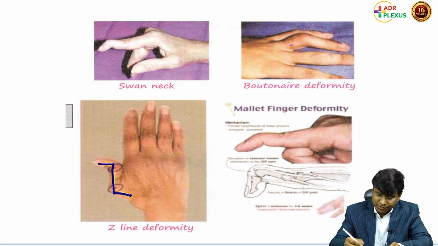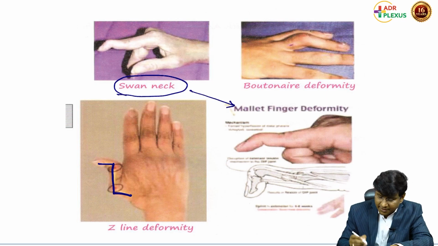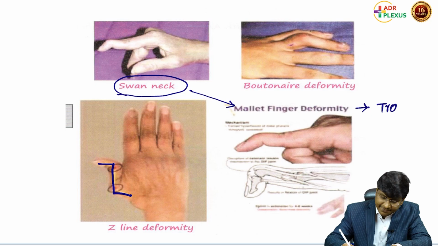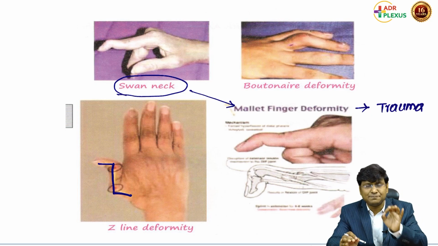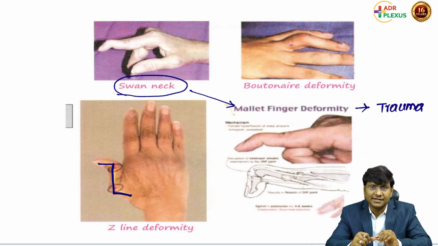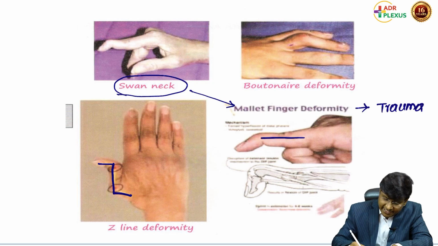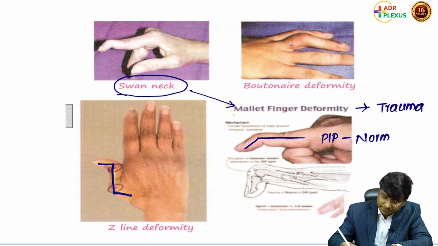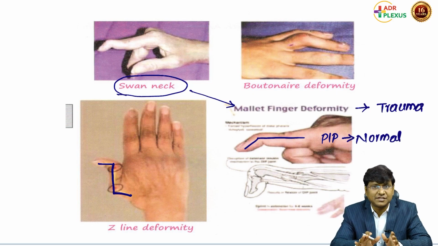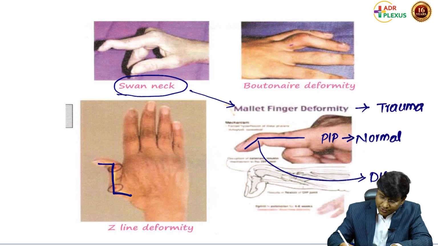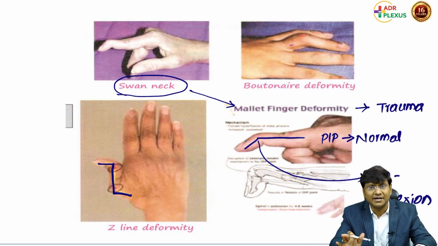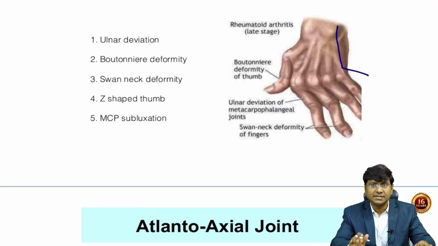And a very important differential diagnosis for the swan neck deformity is the mallet finger deformity. Mallet finger deformity is not observed in rheumatoid arthritis. It is usually observed in trauma, where there is a rupture of the tendon which inserts over the distal phalanx. Thereby you will notice flexion of the distal interphalangeal joint, whereas the proximal interphalangeal joint is absolutely normal. That is due to rupture of the extensor tendon inserted over the distal phalanx. So this is the mallet finger deformity, and this is the ulnar deviation observed in rheumatoid arthritis.